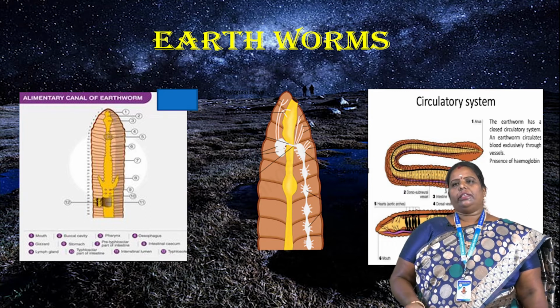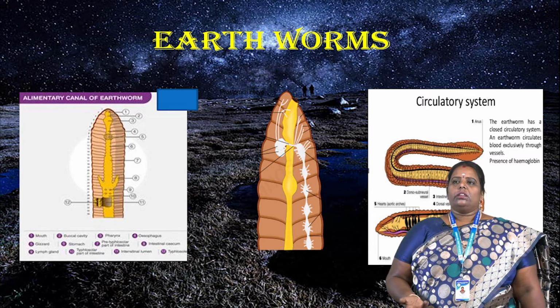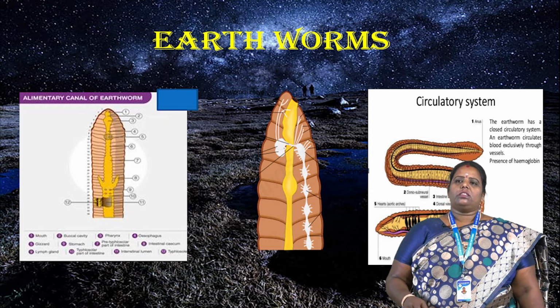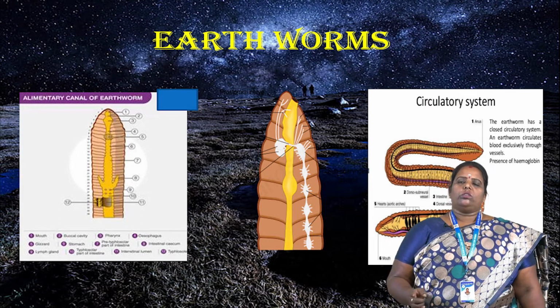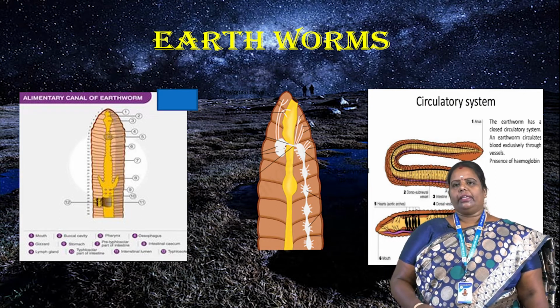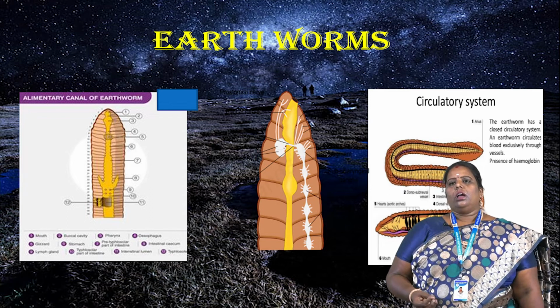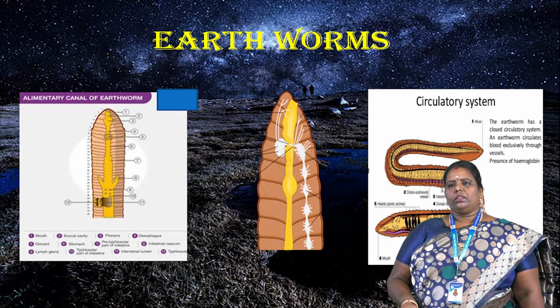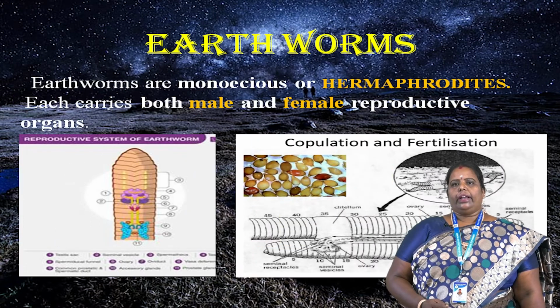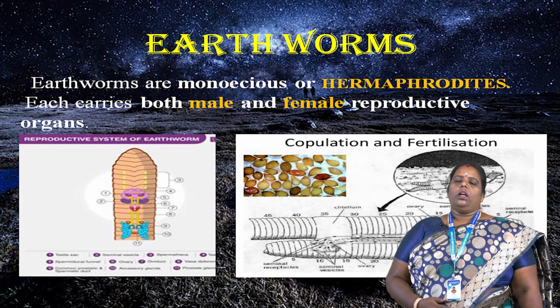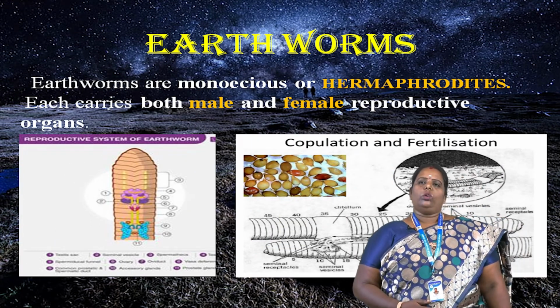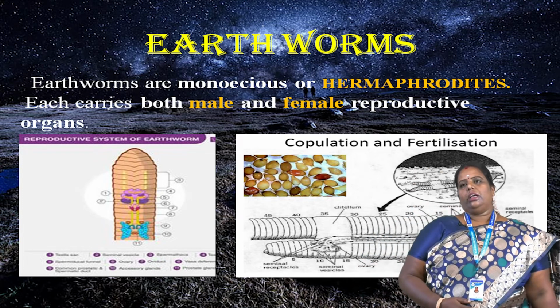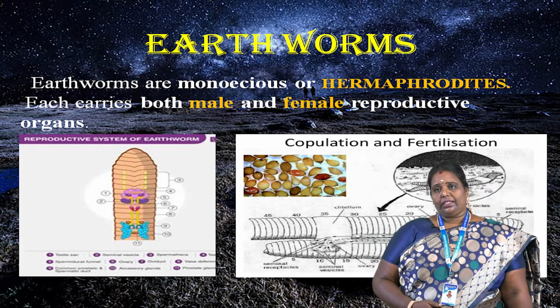Another important system is the circulatory system, with blood vessels. Circulation is important for the living of animals. These are the alimentary canal, nervous system and circulatory system. Next, the earthworm's reproductive system. Already I told you about skin respiration; cutaneous respiration is important.